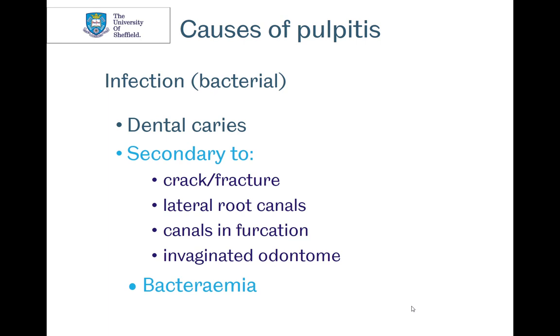Some molar teeth have quite prominent canals in their furcation. So again, if you have periodontal disease and the bacteria have access to these, they can get access to the pulp that way. And there's a particular, rather unusual developmental abnormality of teeth called an invaginated odontome, where during development the crown essentially enfolds on itself, and it means it's got this pouch within the crown of the tooth. And again, bacteria find it easy to get into the pulp through that developmental abnormality in the tooth.